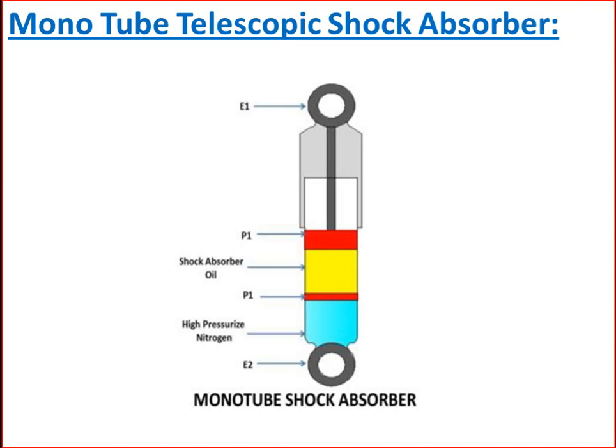There are two eyes of the shock absorber which are shown by E1 and E2. E1 is connected to the chassis frame and E2 is connected to the axle. When the vehicle comes across a bump, the eye E2 tends to move upward.